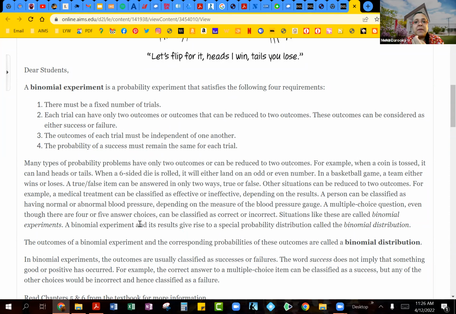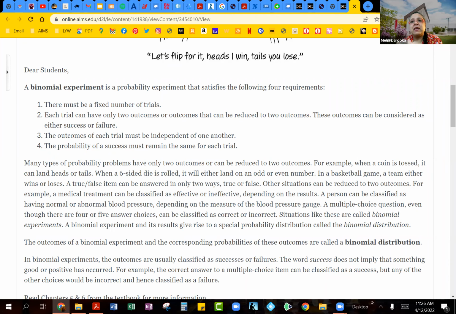The second requirement is that each trial has to have only 2 outcomes, or outcomes that can be reduced down to 2 options. So, we're going with flip a coin, which makes it easy, right? Because you have 2 outcomes. You either land on a head or you land on a tail.